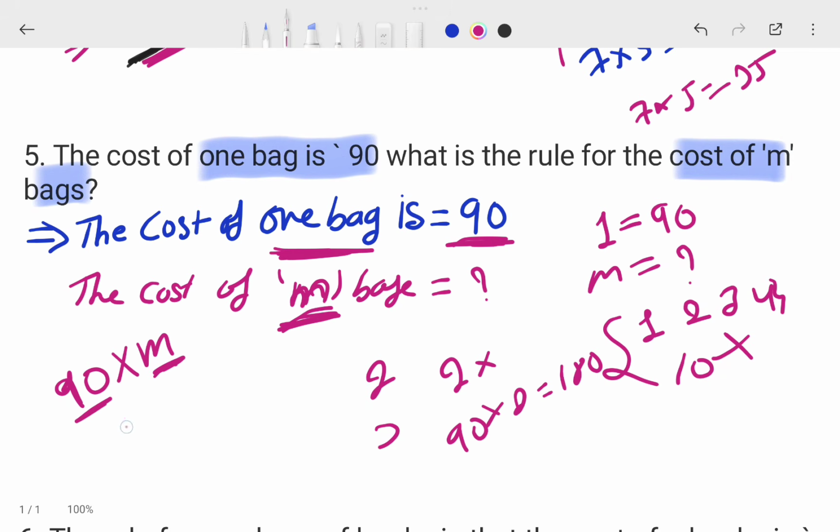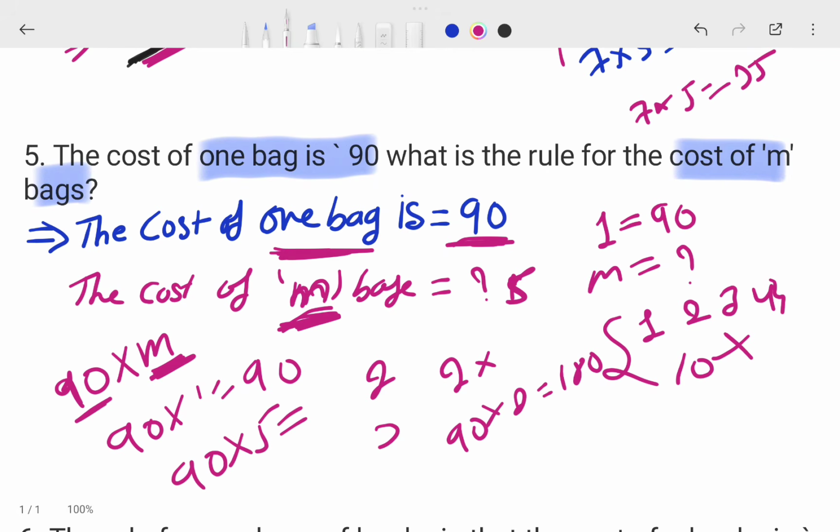Now if you need 1 bag, multiply 9 by 1, that price will be 90 rupees only. The price of one bag is 90 rupees. If you need m, how many bags they need, we don't know. So let's suppose they need 5 bags, so put 5 in the place of m, and you will get the price. Now the price will be 450.